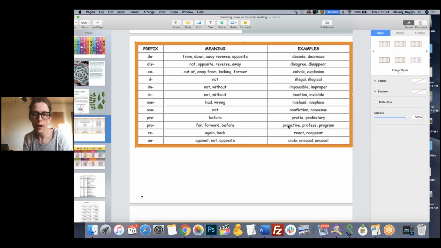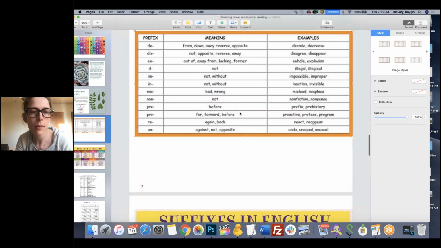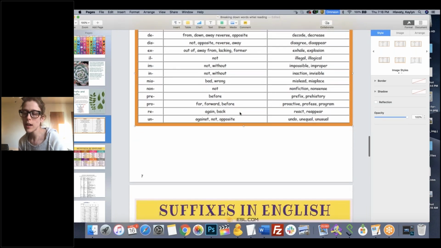Like it wouldn't be sold in grams, but if you put pro, that changes meaning. So now it's the program. Now it can mean a schedule. So these are some examples here. Some other common ones in the English language are RE, that's probably the most common, and then UN.